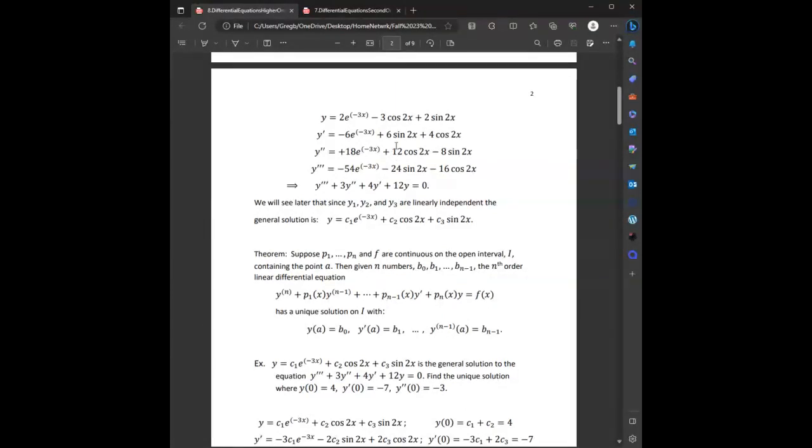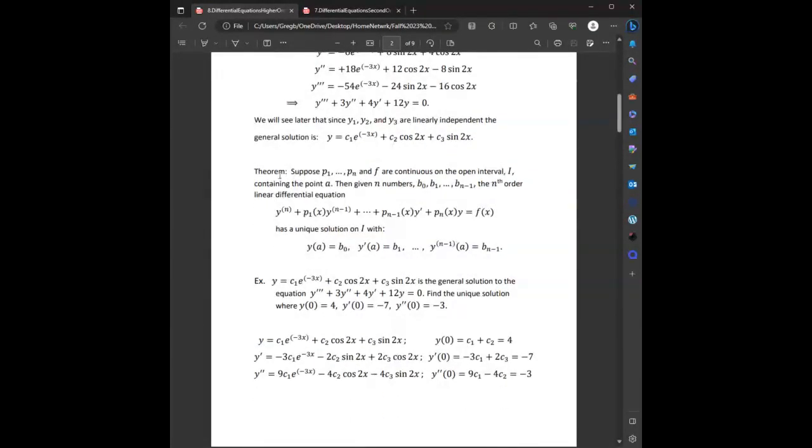Okay. What about this? Suppose p1 to pn and f are continuous on the open interval I containing the point a, then given n numbers b0, b1, all the way to bn minus 1, the nth order linear differential equation has a unique solution on I with y of a equals b0, y prime of a equals b1, and so on and so forth. That makes sense. Yeah, no, it really does.